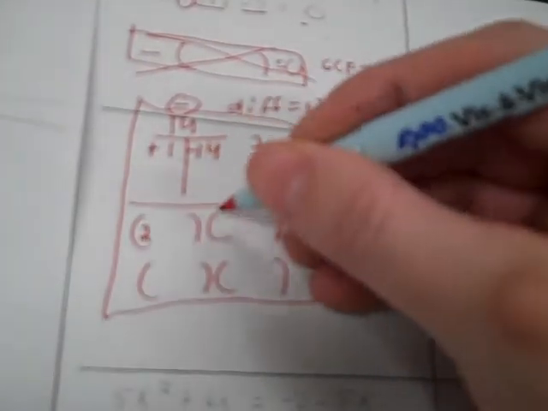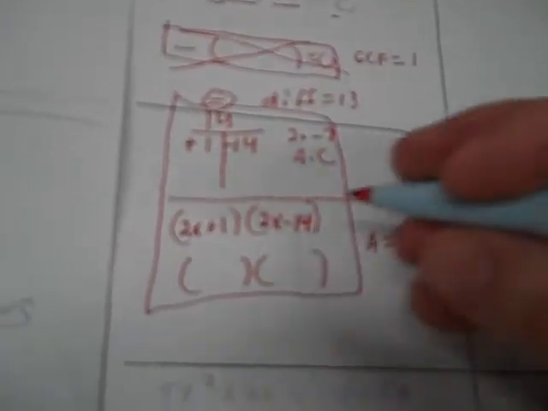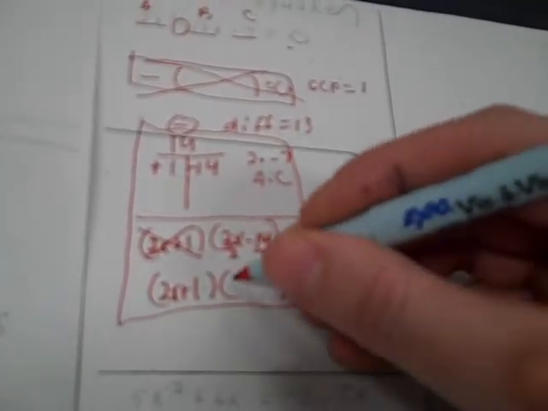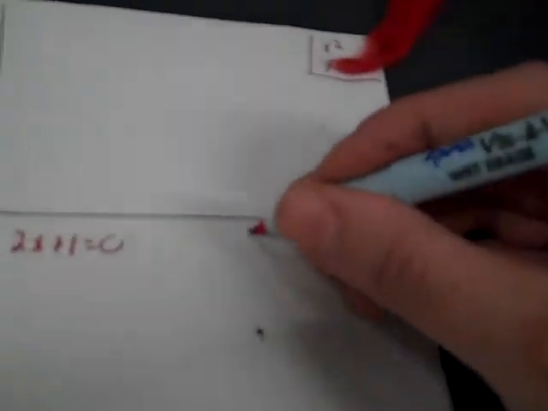So 2x, and then plus 1 minus 14. Okay, so 2 and 1, the GCF's 1, so that'll stay the same. 2 and 14, the GCF is 2, so that becomes 1x minus 7. Okay, now this is F1, this is F2. So F1, 2x plus 1 can equal 0, or F2, 1x minus 7 can equal 0.